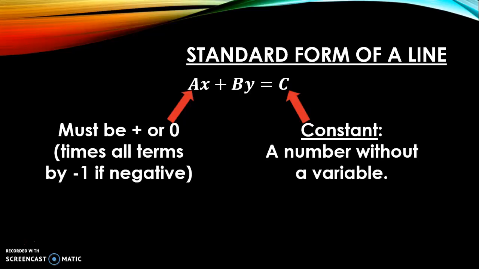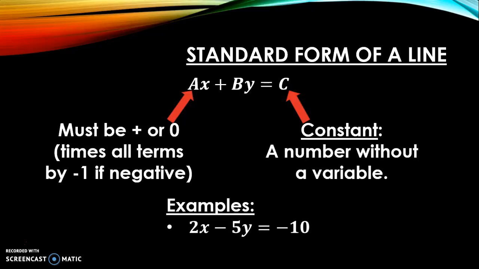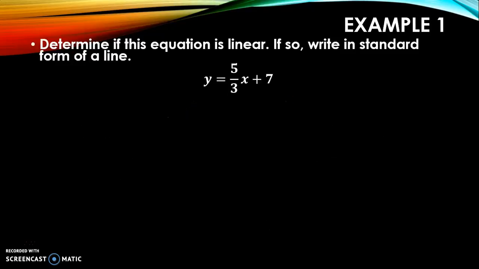Now with those definitions out of the way, hopefully you've written them down, we're going to go into some time of practice. We're going to be looking at the first example here. Determine if this equation is linear. If so, write it in standard form of a line. So looking at this, where's my mouse? There it is. So we're looking at this one.